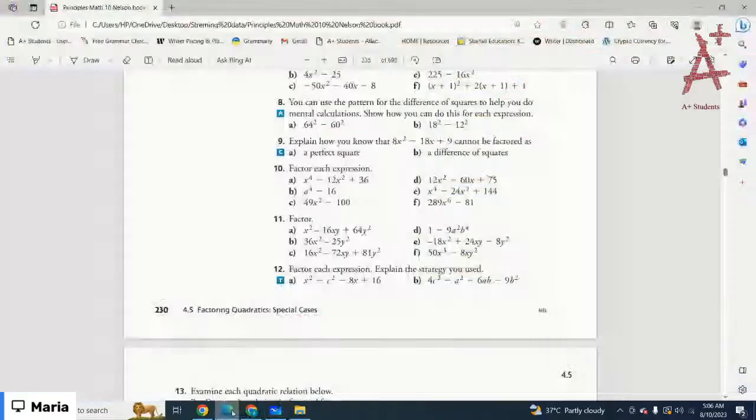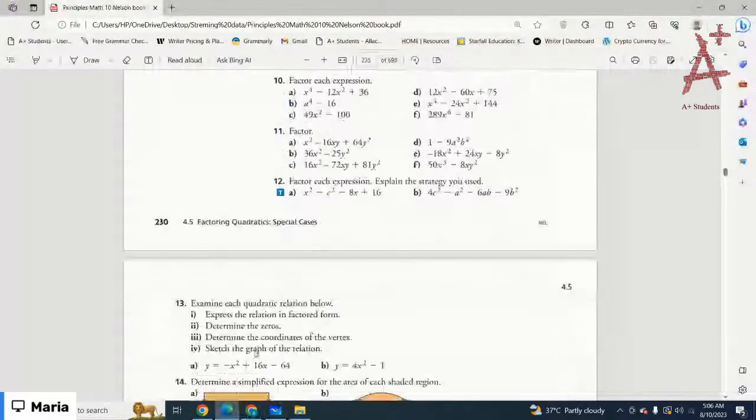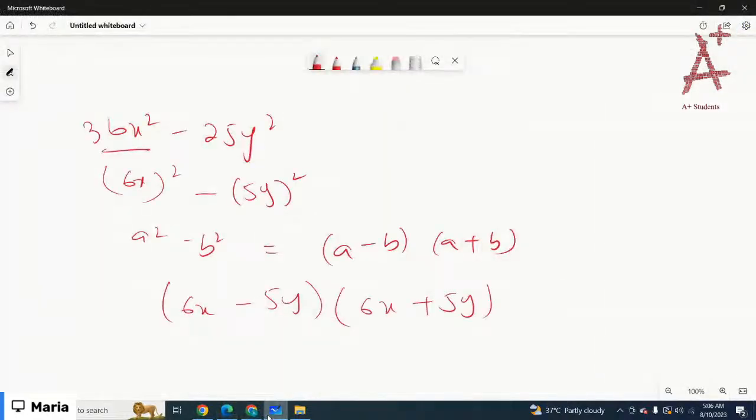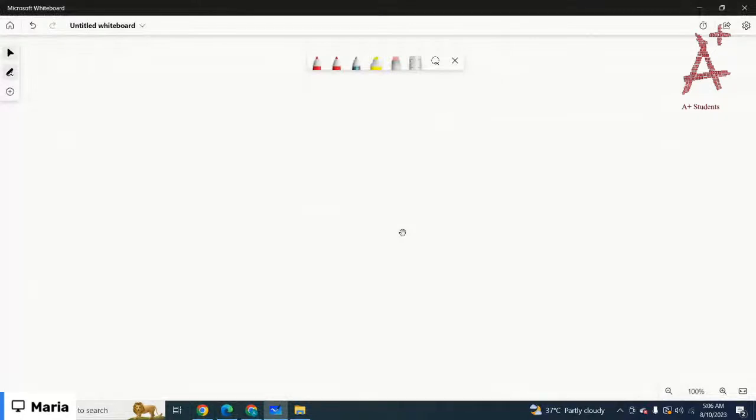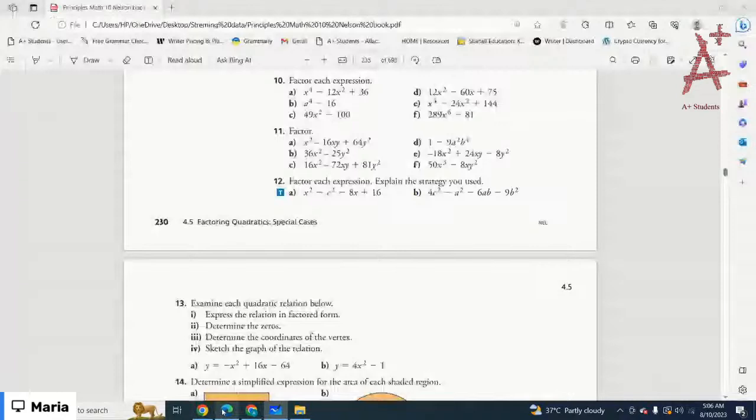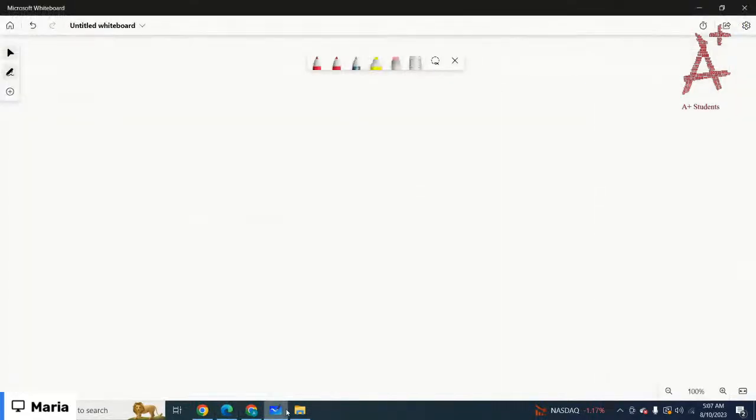Okay, let's just do the last one. 50x cube minus 8xy square. Okay, 50x cube minus 8xy square.